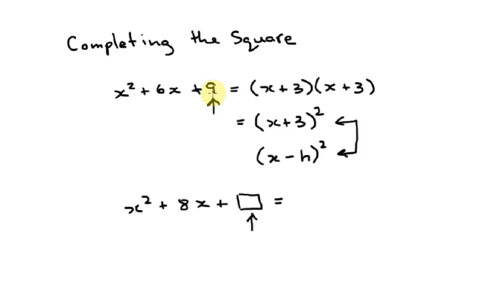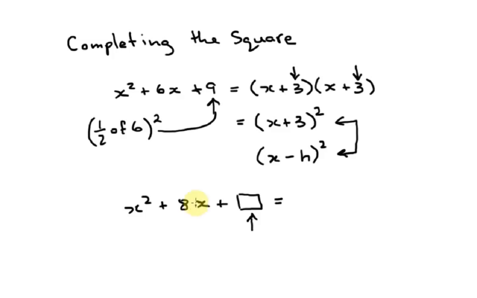Well, 9 is 3 times 3. And you'll notice that this number here has to be the same as this number here. They have to multiply together to make the number at the end, but they have to add up to the number that we can see, which is 6. So what we want is to take half of 6. That's where that 3 is coming from. And to produce the 9 at the end, we take half of 6, which is 3, and multiply it by itself.